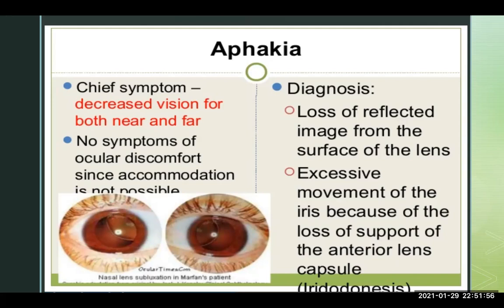The first sign, or the simple sign in diagnosis, is loss of the reflected image from the surface of the lens. Excessive movement of the iris because of the loss of support of the anterior lens capsule is called iridodonesis, or tremulous iris.